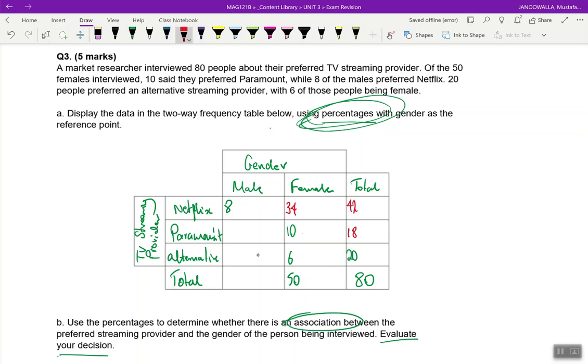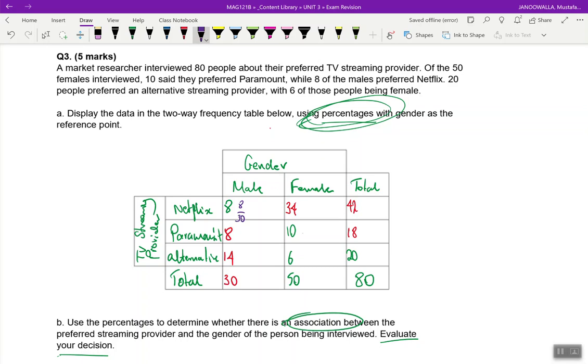We can figure out the male, what their total is for Paramount and alternative. So we've got total, if it's 18, that's 8. Here we'll do 20 take 6, which is 14. Okay, and the total of that, which is 30. Now I've left space there, so I can do my percentages, and so maybe here I can do 8 over the 30, because we're going to be comparing males and females. We've seen that down there.